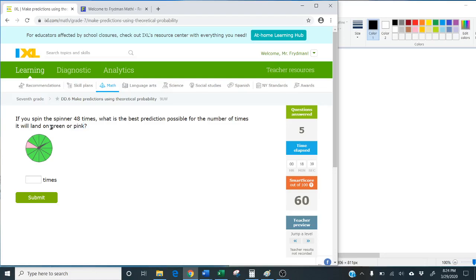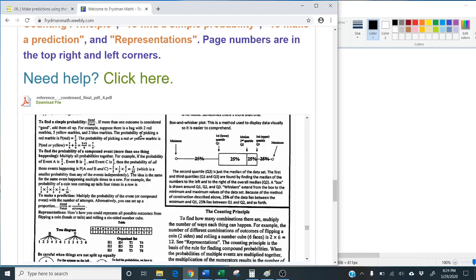So in order to find the probability, we need to add the probabilities together. Let's go back to this example. For example, suppose there is a bag with 2 red marbles, 5 yellow marbles, and 2 blue marbles. The probability of picking a red marble is 2/9. The probability of picking a red or yellow marble.